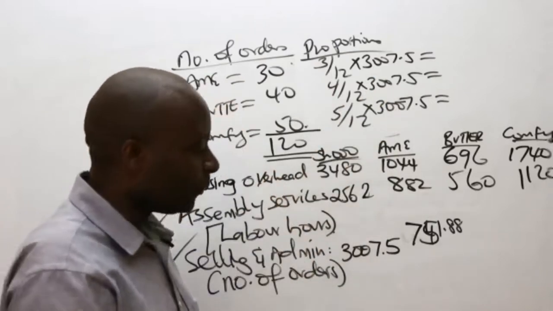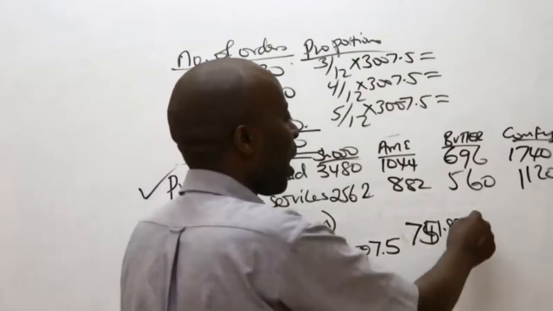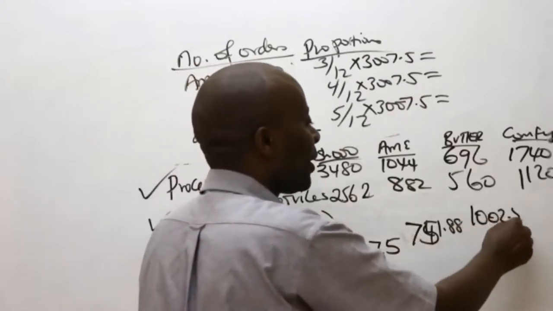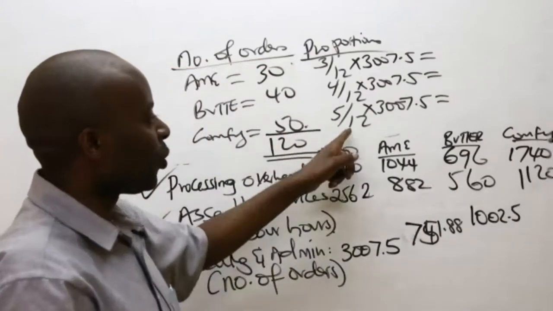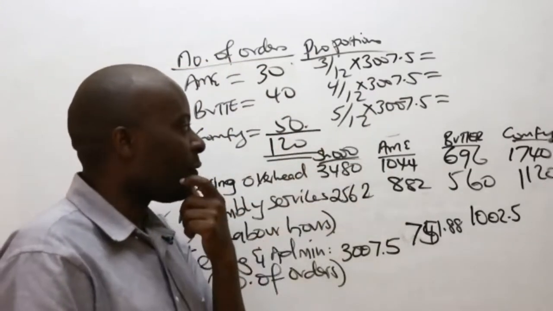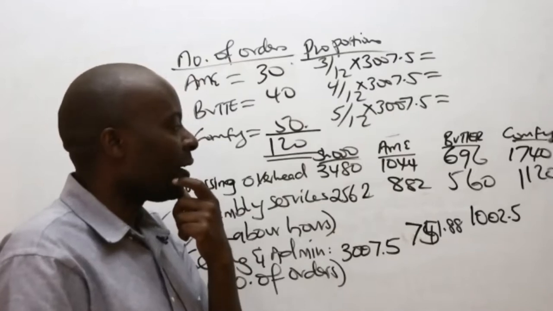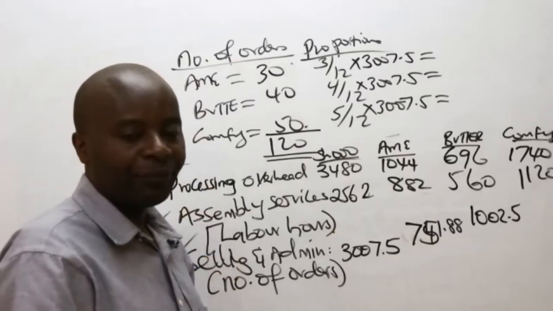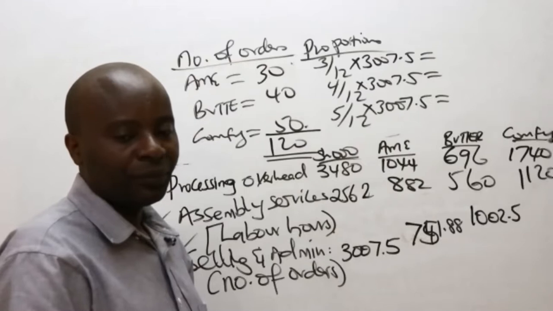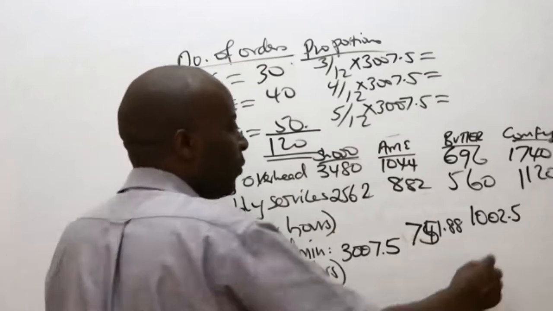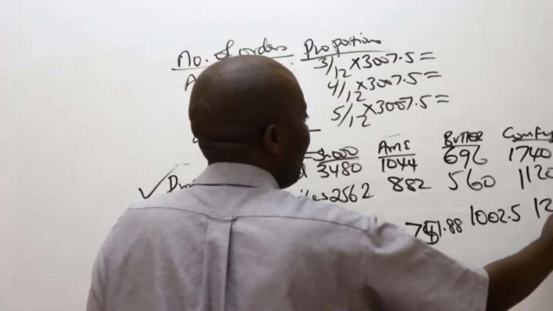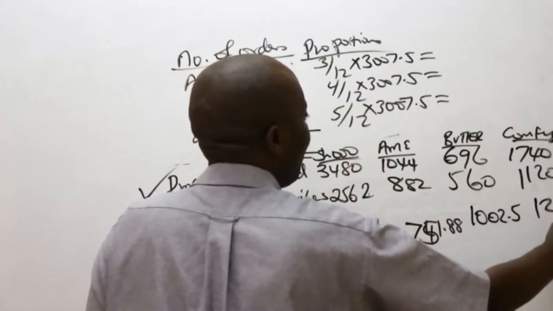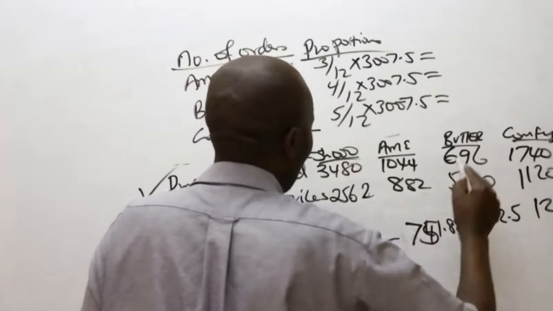We write down 1002.5. And then comfy, we'll talk of 5 over 12 times that figure, which will end up giving us what figure? 1253.125. Thank you very much.